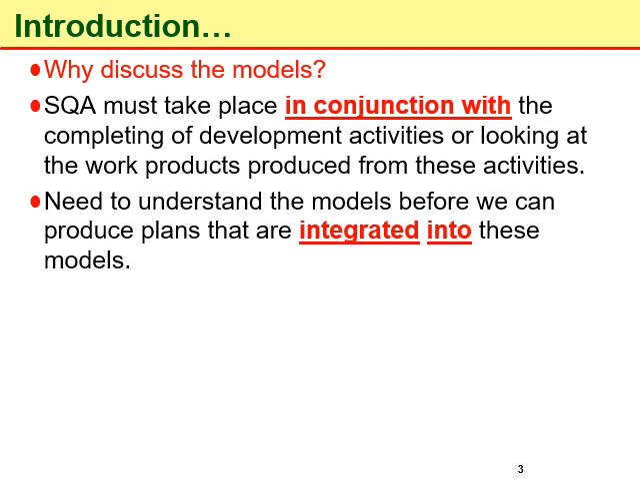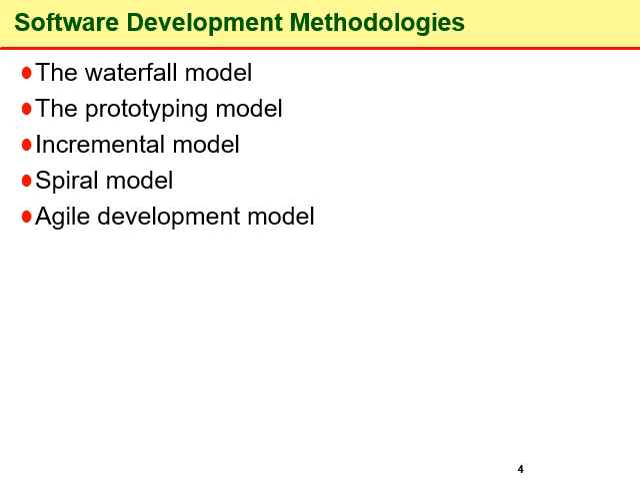So, software quality assurance activities must take place in conjunction with the completing of the development activities or by examining the work products that are produced from these activities. Therefore, it is needed to understand the models before we can actually produce the plans that are integrated into these models. So we will discuss the following models from the perspective of examining their quality assurance checkpoints and quality assurance activities. The first one is the waterfall model, then the prototyping model, incremental model, spiral model, and agile development model.